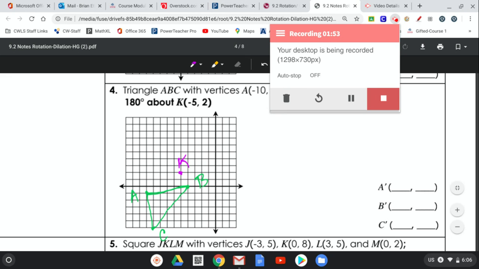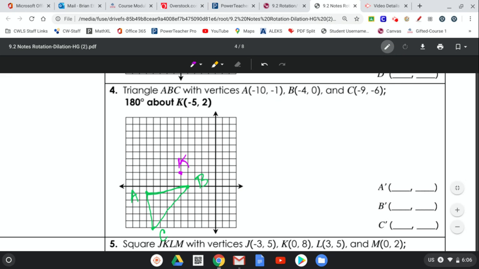All right, guys. So following our steps, this was step 1. We plotted the points and plotted the point of rotation. So next thing is we're going to set up our vectors. So we have vector K A, vector K B, all right, and vector K C because K is the point of rotation, A, B, and C are the vertices.